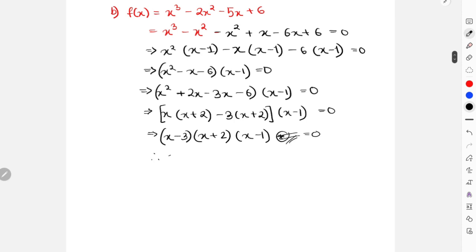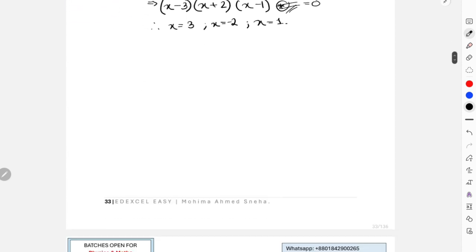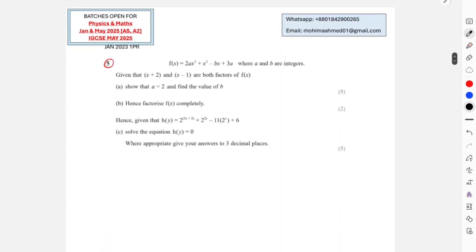After this, obviously the values for x become x equals 3, x equals minus 2, and then x equals positive 1, right? These are the final values for your expression. After that, we'll again move on to your next equation.